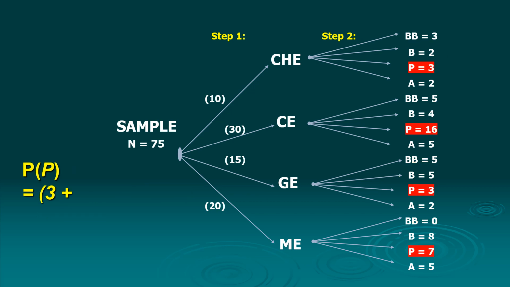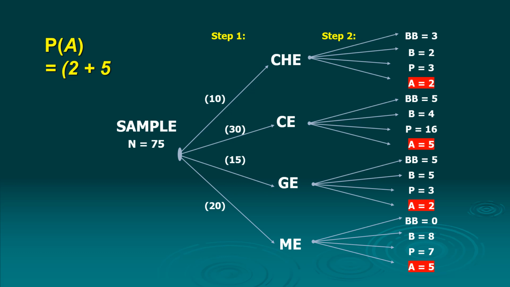For the probability of selecting a student with proficient academic performance, P of P, it will be equivalent to 3 plus 16 plus 3 plus 7 divided by 75, and that would be equivalent to 29 over 75, or 0.387. And for the probability of selecting a student with advanced academic performance, P of A, it will be equivalent to 2 plus 5 plus 2 plus 5 divided by 75, and that is 14 over 75, or 0.187.